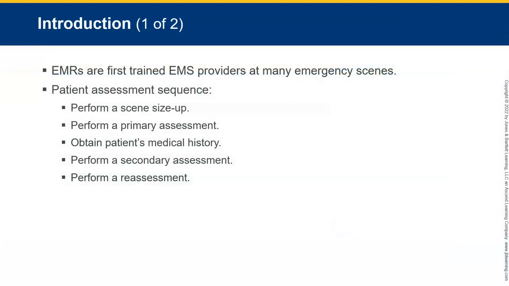First, EMRs are typically going to be the first trained EMS providers at many, many emergency scenes. EMRs can be everyone from just Chris the citizen to the police officer to obviously the fire service. Some ambulance services are really shorthand and may have an EMR, and then there are people that just roll up wanting to help. So a lot of times an EMR will be the first one there.